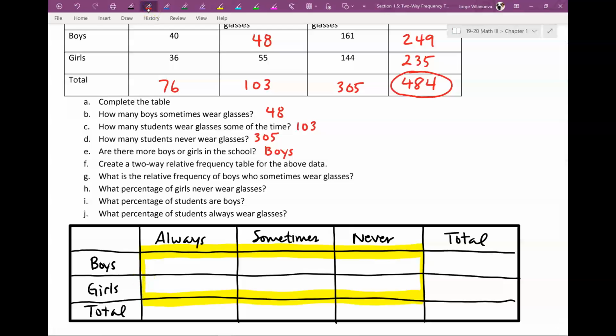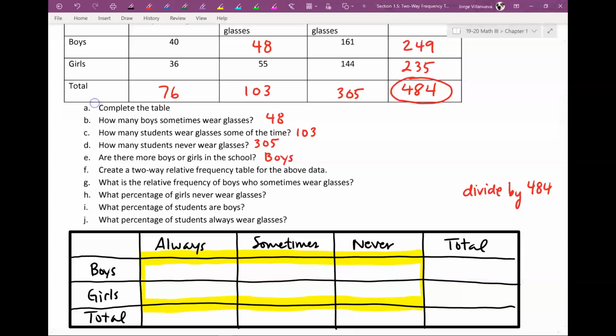Now I'm going to put a little hint for us here. I'm going to say divide by 484. Right? That's my total. So I got to divide everything by 484. So I'm not going to show the division this time, okay? I'm just going to say it out loud. So to fill in the boys that always wear glasses, I'm going to get the number 40 and divide it by 484. So 40 divided by 484. You know what? I'm just going to show it one more time. 8%.